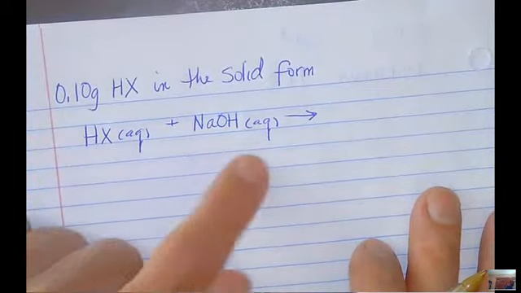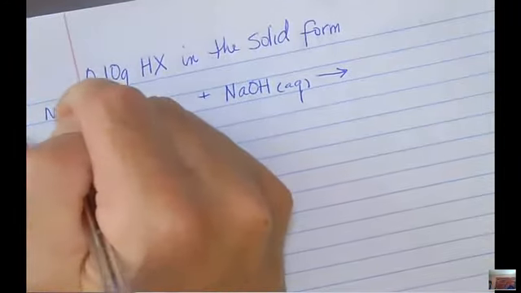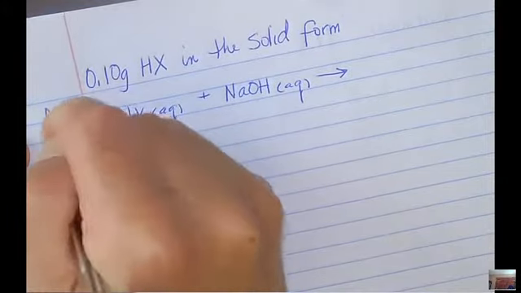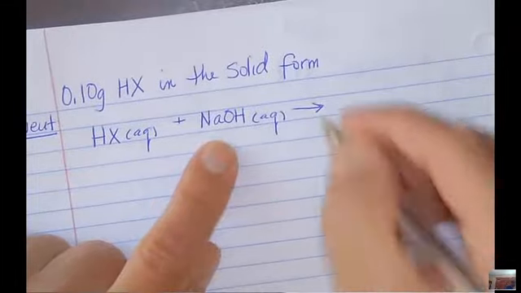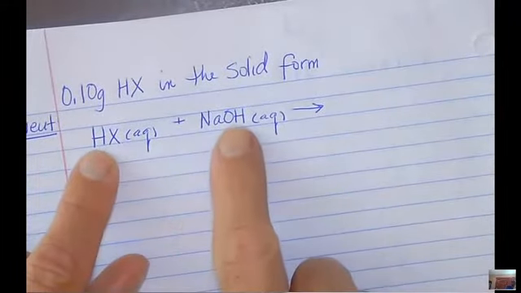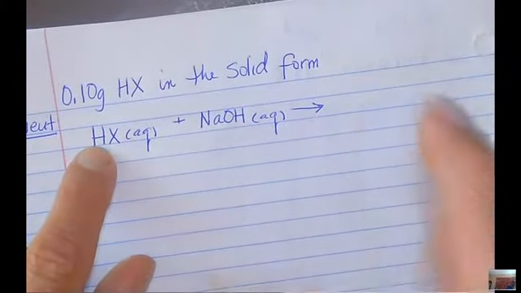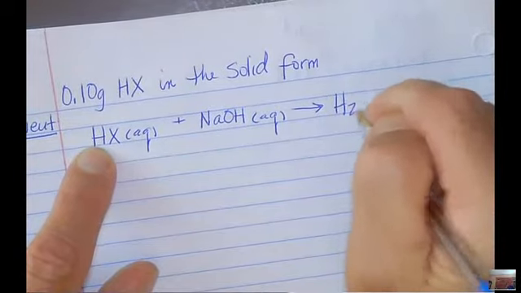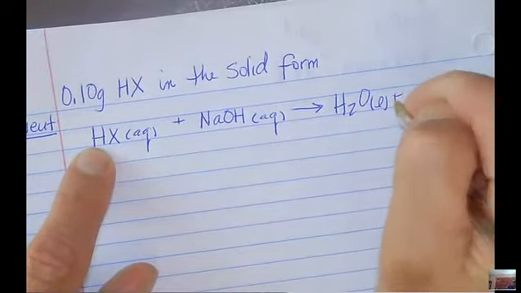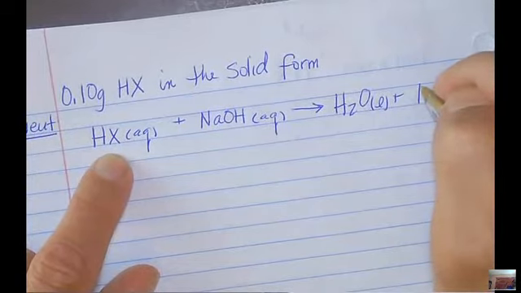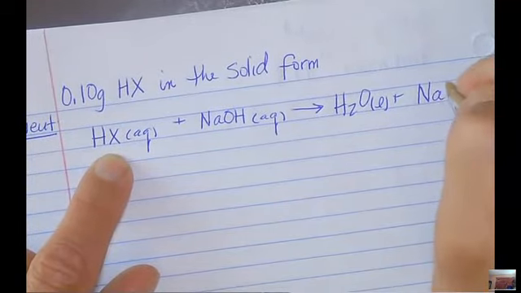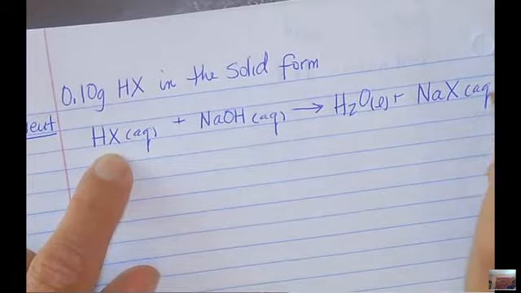Well, this is a neutralization reaction. Neutralization is the reaction of the acid with the base to make water. You can see the water there. Look, OH and H. And the salt. What salt do I get? HX. Excuse me, NaX.